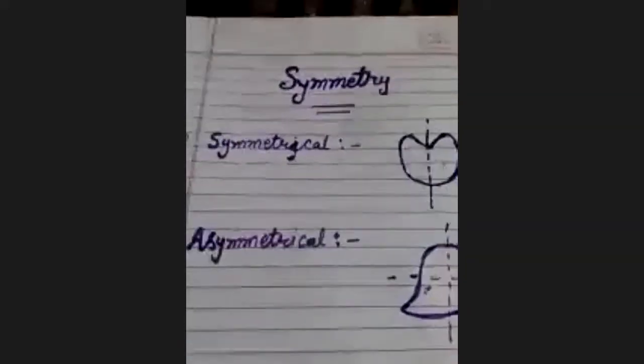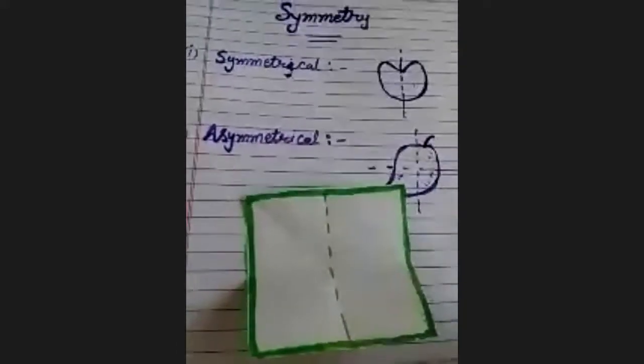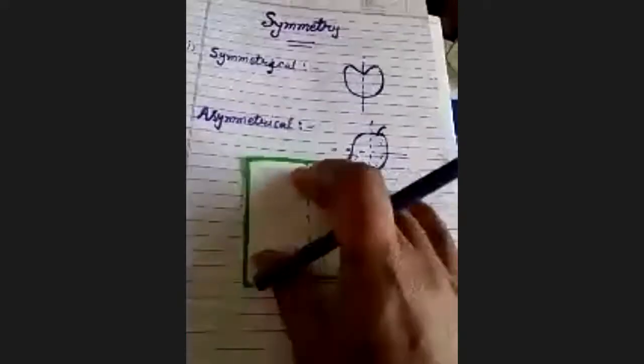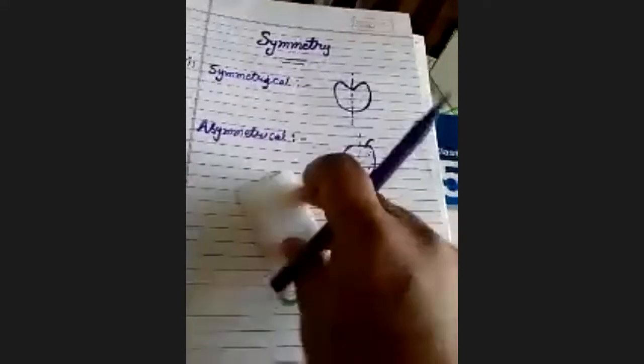For this, I have two figures. First figure is in square shape. Now divide this shape into two equal parts. So what will we do? Simply we will give it a fold at center.